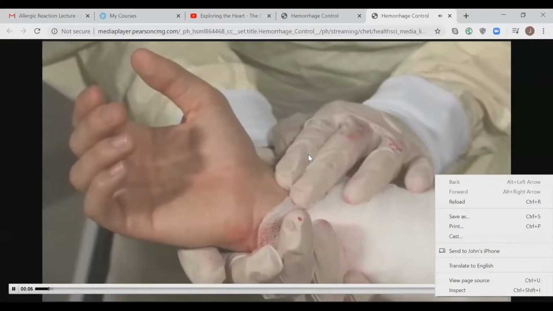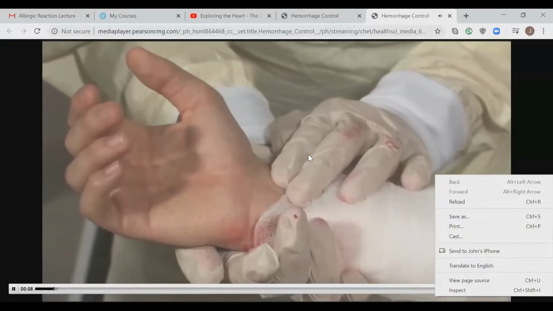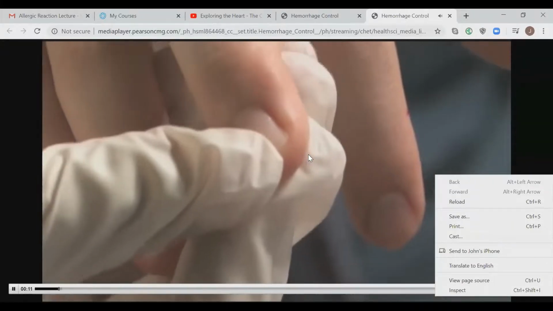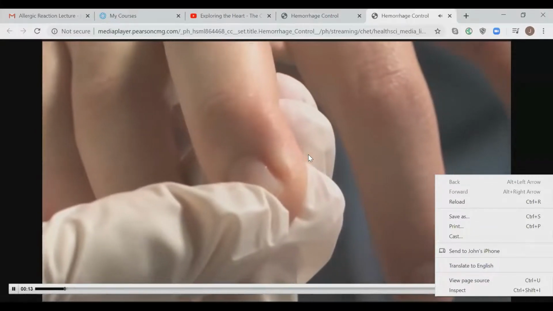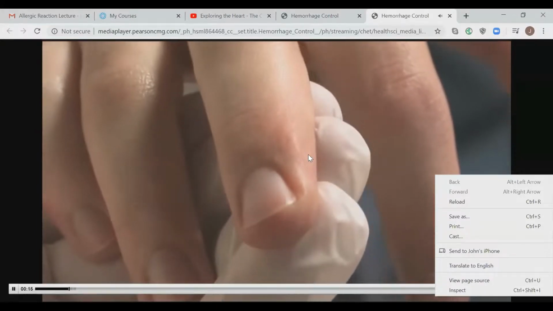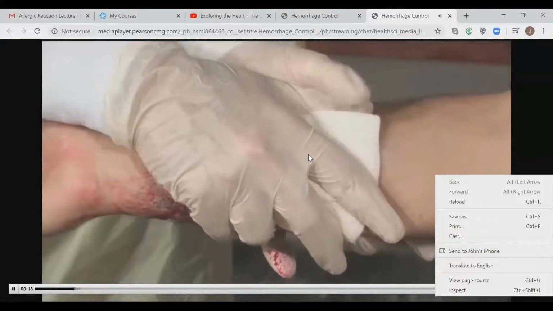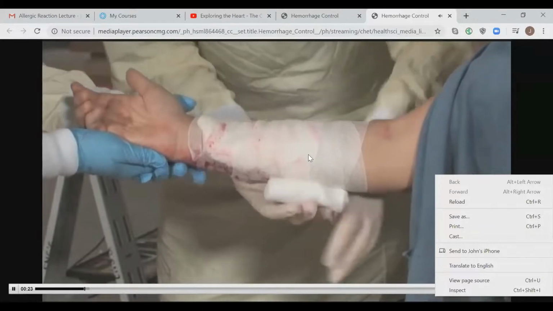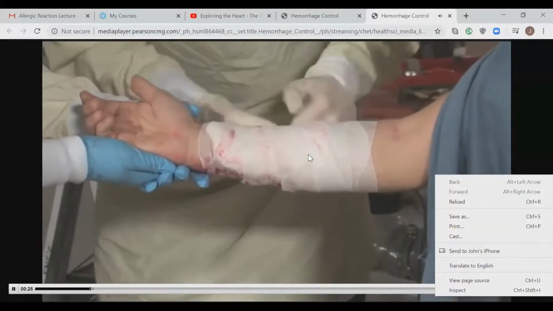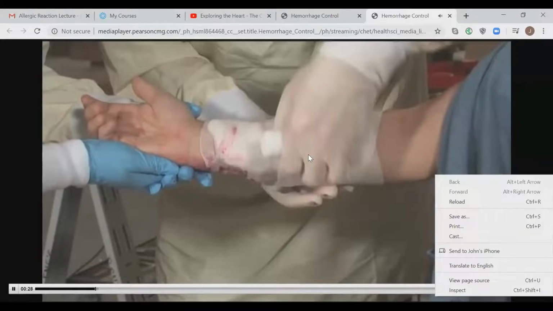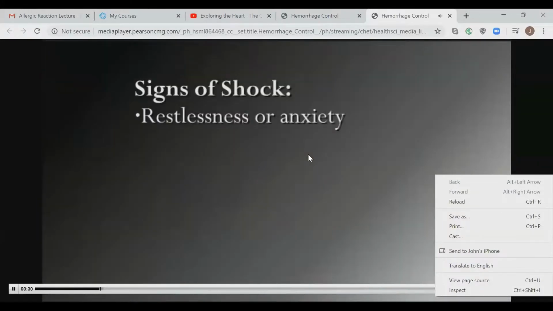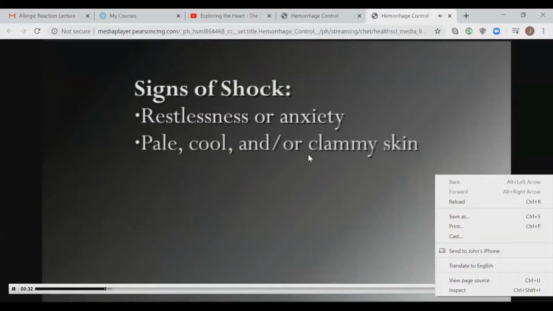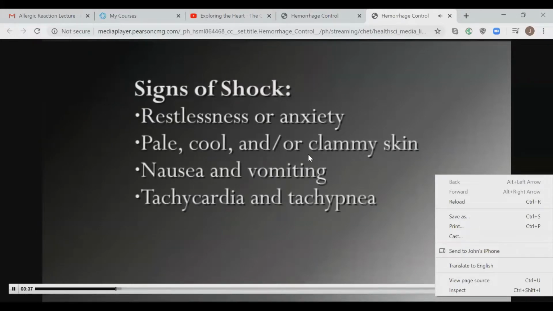Evaluation of circulation forms a critical part of your initial assessment. If blood is not adequately circulated, some of the cells and organs in the body will not receive an adequate supply of oxygen, and dangerous waste products will begin to build up. If the problem is not corrected, shock will occur. Severe bleeding or hemorrhage is one of the most common causes of shock. Signs of shock include restlessness or anxiety, pale, cool, and/or clammy skin, nausea and vomiting, tachycardia and tachypnea, and as a very late sign, hypotension.